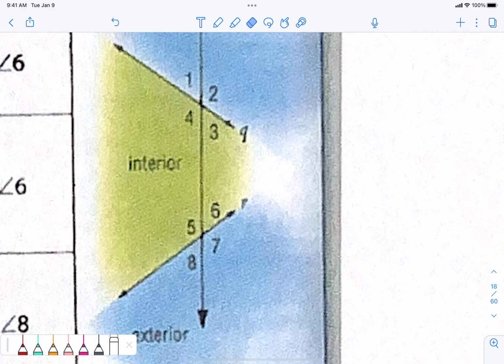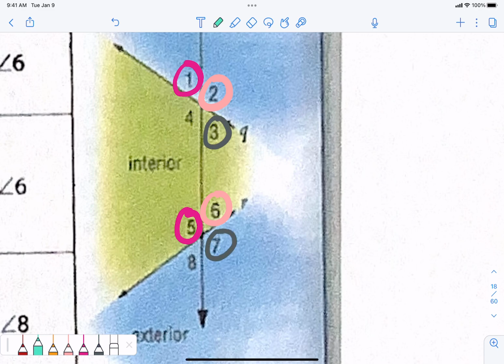Okay, and then corresponding angles are in the same corner, right? So angle 1, what corresponds to angle 1? Which one is in the same corner as angle 1? Angle 5 is in the northwest corner, right? You see that? Angle 2 corresponds to angle 6 there in the northeast corner, yeah? Angle 7 corresponds to angle 3, and 4 goes with 8. Do you see how that works? Those are called corresponding.